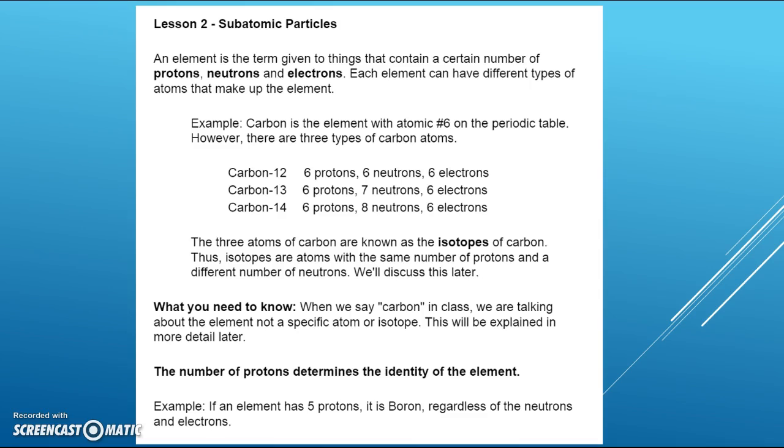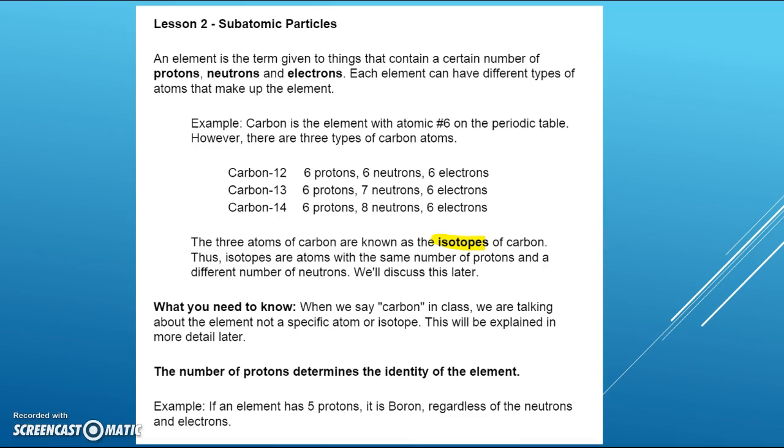But each element can have different types of atoms that make up the element. So there are things that are called isotopes, as you'll see down here. And we will talk much more about these in the future, but they are called isotopes, something to familiarize yourself with now. And this example talks about carbon. Carbon is notorious for having multiple isotopes.